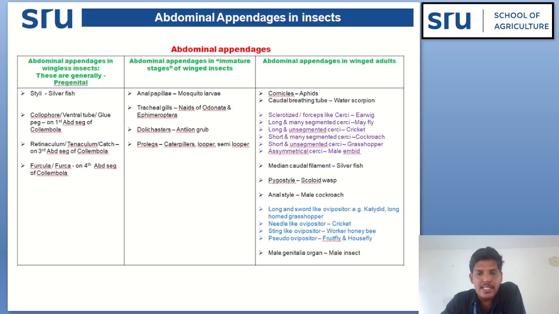Abdominal appendages in immature stage or larval stage of winged insects include anal papillae in mosquito larvae, tracheal gills in nymphs of Odonata and Ephemeroptera, dolichostes in antlion and grubs, prolegs in caterpillars, loopers and semiloopers.